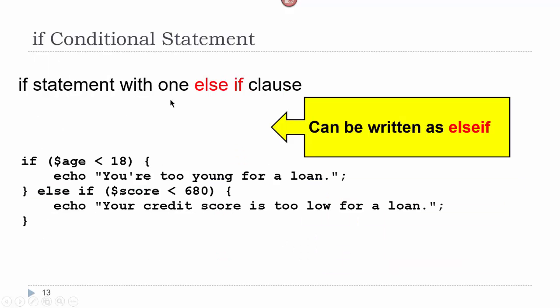Here is an if statement with one else-if clause, meaning we can evaluate more than one condition. So if the first condition is true, this code will be executed. Else, if this condition is true, this code will be executed. In PHP, else if can be two words or it can be one word. In most languages, you see that as two words, I believe, and this is my preferred choice.